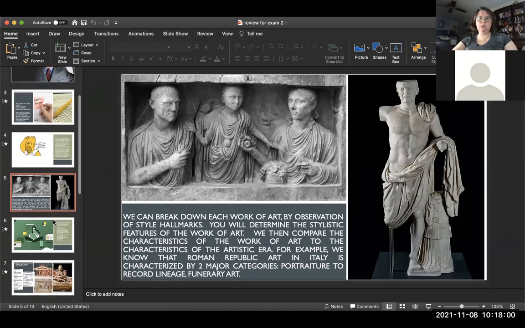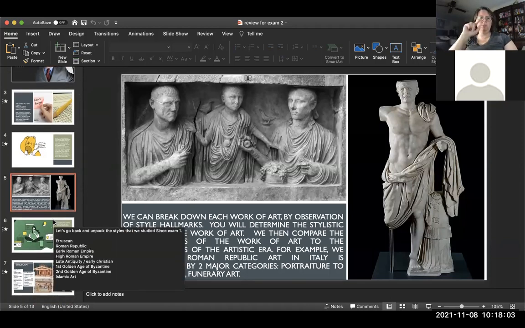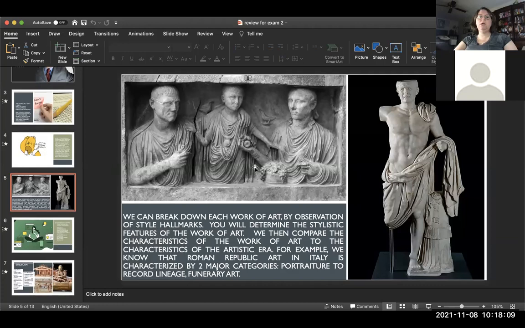Okay, so we started with Roman Republic. We talked about the patrician and plebeian sculptures. The patrician are the hereditary sculptures and the plebeian are the funerary sculptures. The last two examples I gave you, one was the vegetable vendor and one was just the head. But here you can see the verism that's present in the idealized body and head, as well as a group of funerary sculpture that's plebeian.